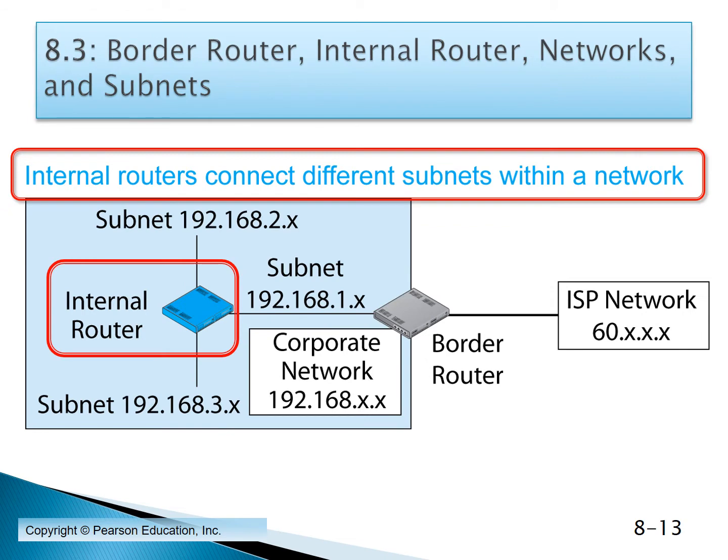An internal router is one that connects your different subnets within the network. For example, here, this one is within your organization network, and then you may need a router that will connect the different subnets. This one is connected to subnet 192.168.2.x, and this one is 192.168.3.x. These are different subnets within your corporate network, and then you have your internal router. But this one connects your internal network to the external network and also to the ISP, and this one is called the border router.